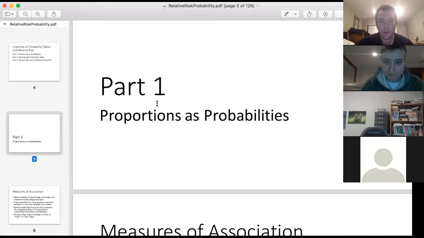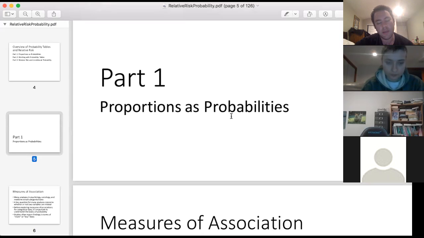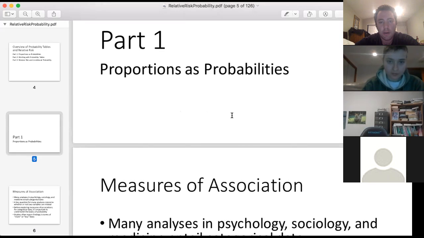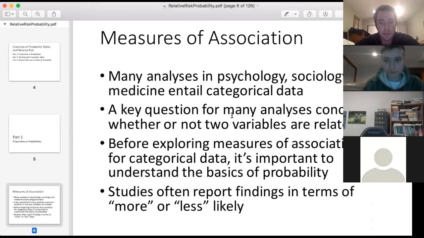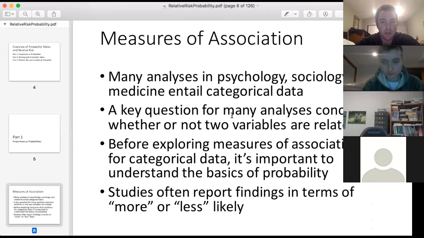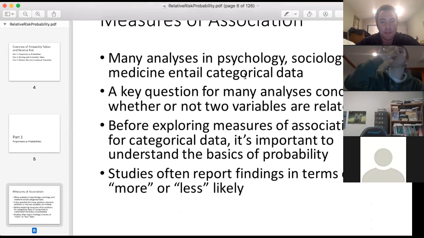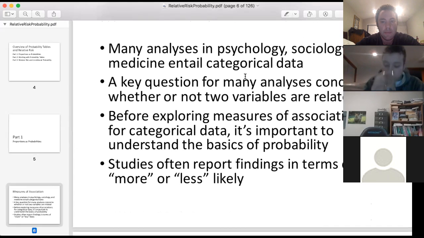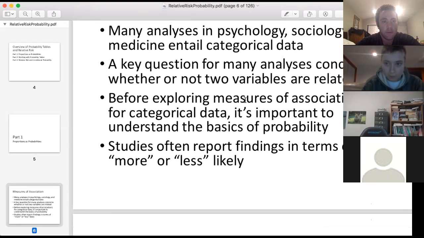So basically what a probability is, we can think of probabilities as a proportion, the proportion of an event happening. Depending on the field that we're looking at, it's basically the idea of whether an event is more or less likely to occur.